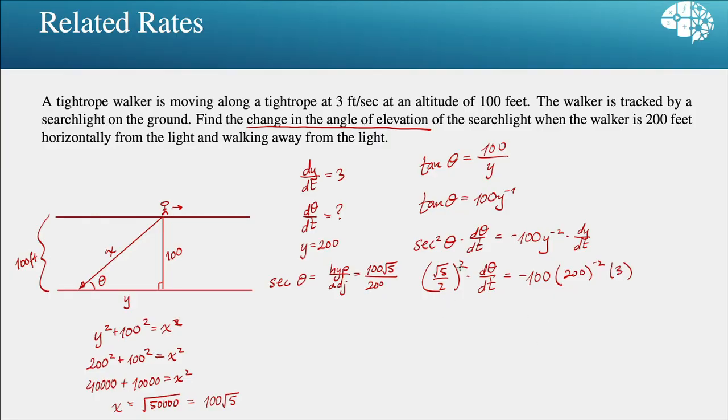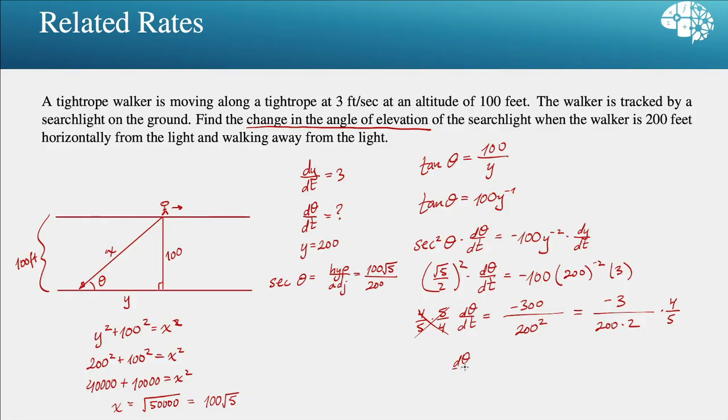All right, and then we can simplify a little bit here. If we square this root 5 over 2, we get 5/4 d theta/dt equals, and this negative power drops to the denominator, so this is over 200 squared. Negative 100 times 3 is negative 300. We can simplify a little bit by canceling out a 100. So we have negative 3 over 200 times 2, because we cancel out one of the hundreds. And then I've got this 5/4 d theta/dt. Let's just multiply both sides by 4/5, and that of course cancels those.